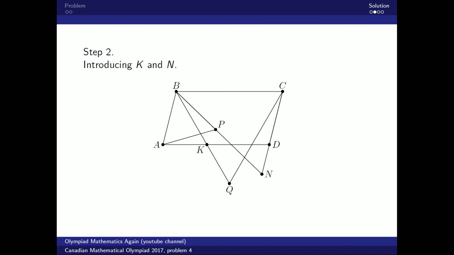Okay, so then we are going to introduce two additional points, K and N. The point K is the intersection point of the lines BQ and AD, like on the picture. And N is the intersection of the lines BP and CD. Now we're going to prove something about these two points.